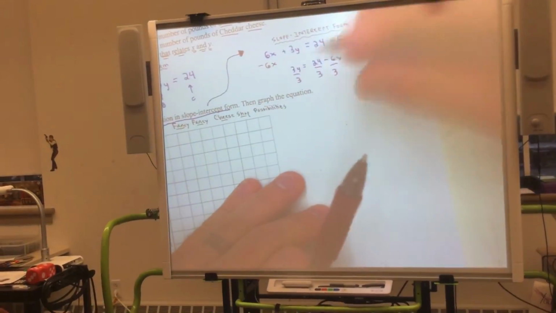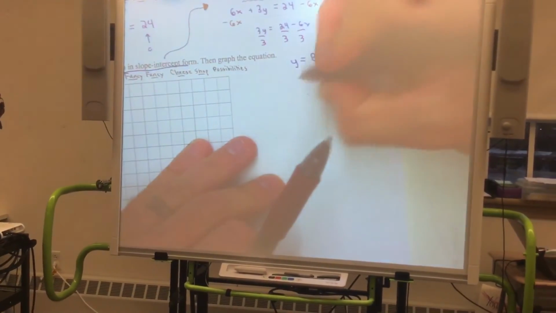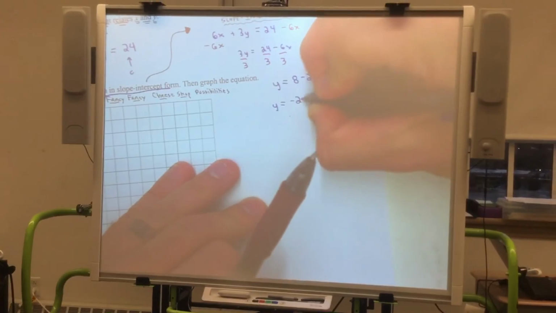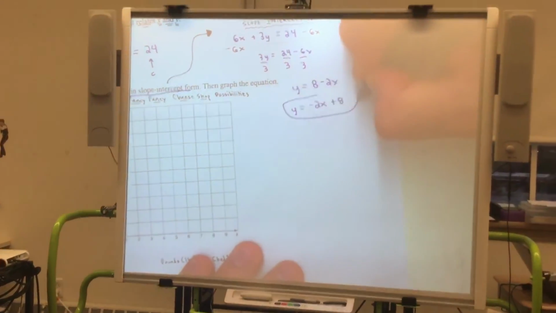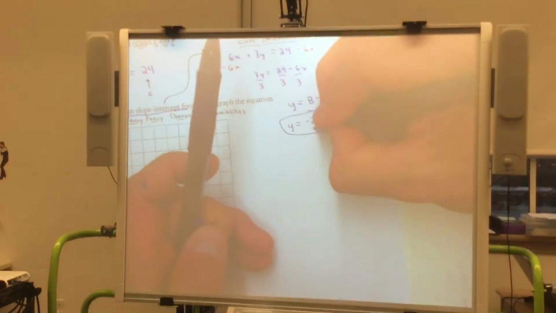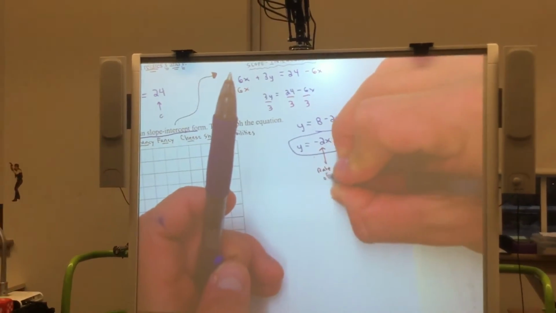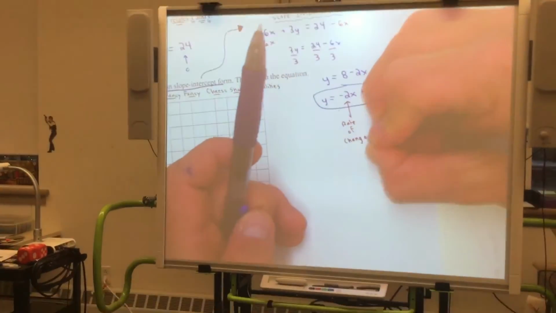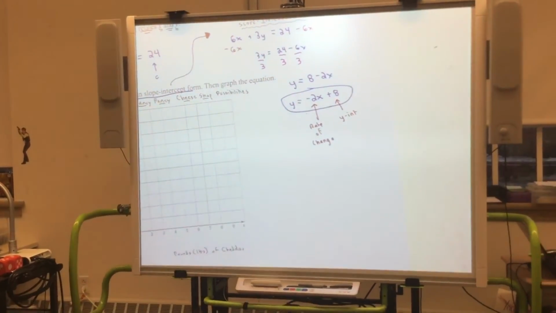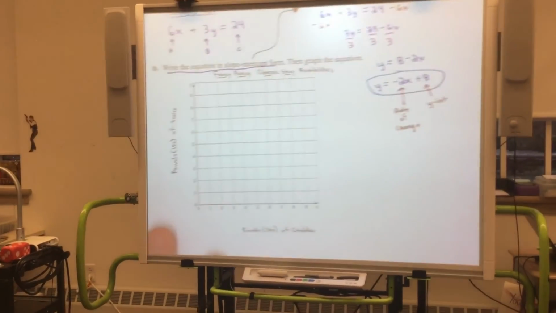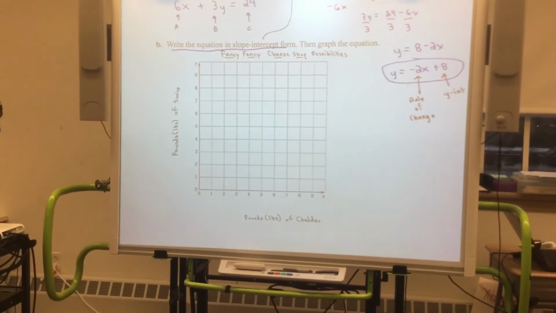So then my equation in slope-intercept form is y equals 8 minus 2x. So the rate of change would be -2. Rate of change or slope, that's another way to say that. This is the y-intercept. And what I can do is graph this, and then talk about the possibilities of the fancy cheese shop, Swiss and cheddar that I bought.